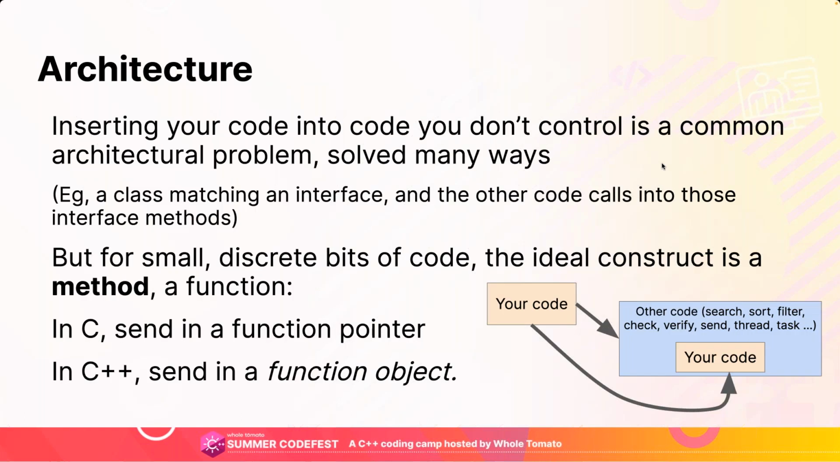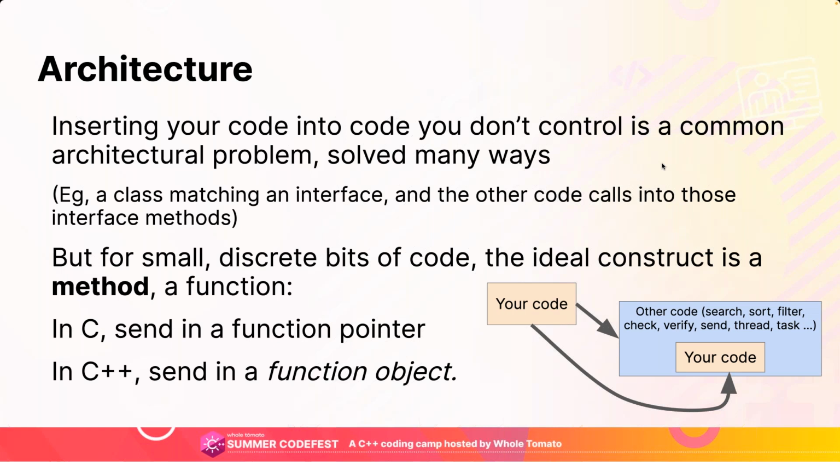Now, there are many ways to handle this kind of problem. It's a very standard kind of design issue that is faced in many languages and apps. You might pass around interfaces, so some code might expect an interface, and you pass it a class that implements that, and then the other code will call into those methods, for example.